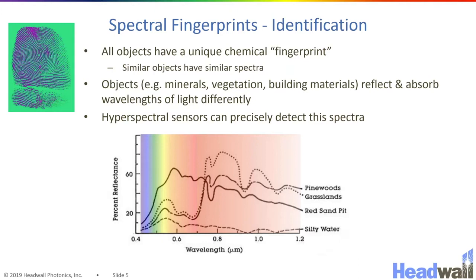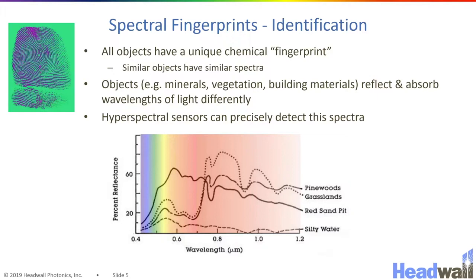And so this shows examples of the spectral responses of some common objects like pine woods, grasslands, red sand, and silty water. Of course, we all know that these objects look very different, and this is just a depiction of what a spectroscopist would see when looking at the spectral shape of these different objects. And so again, just another way of showing that these objects have very distinct spectral shapes that can be used to differentiate them from each other.